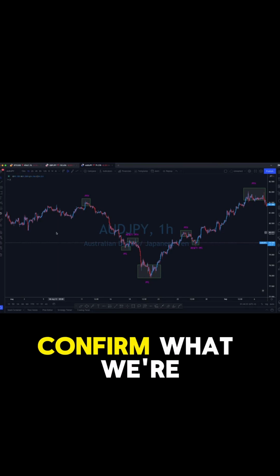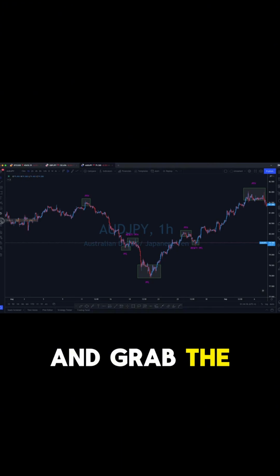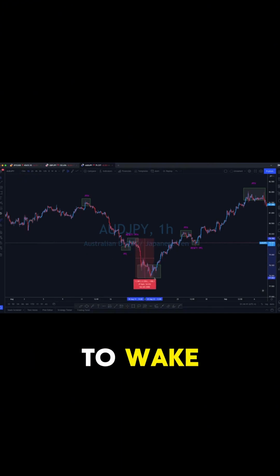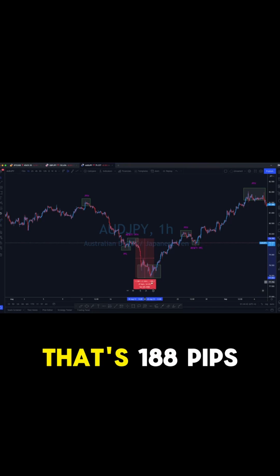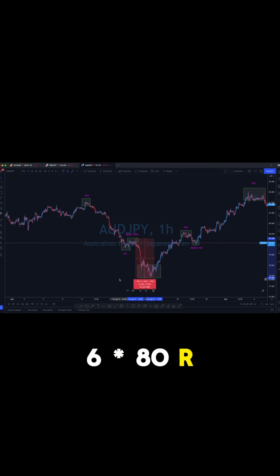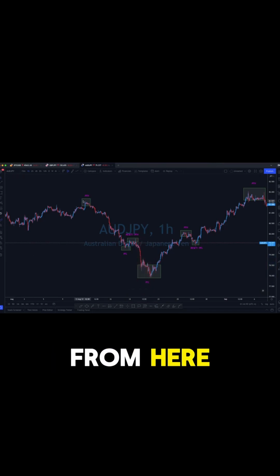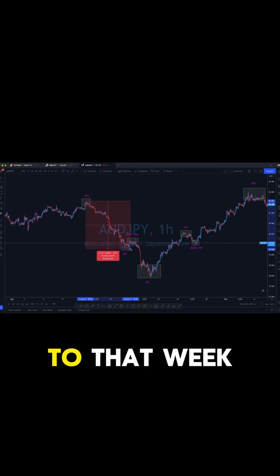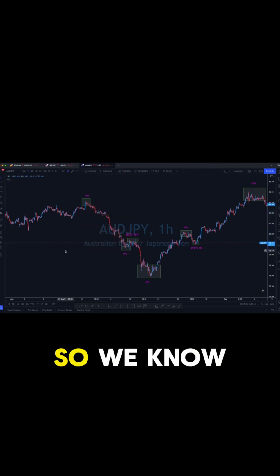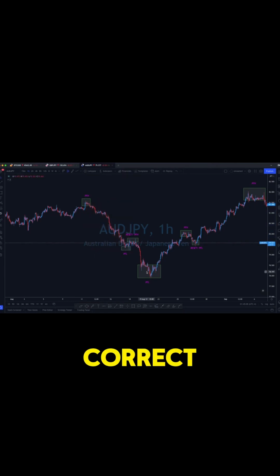So what do we do now is we go ahead and we measure it out just to confirm what we're thinking here. So we'll go ahead and grab the measuring tool, and we'll first measure from here, from the wick to wick. You'll see that that's 188 pips. That's basically 2.6 times ADR. Okay, and then from here, from this wick to that wick is 233, and so 233 comes out to be 3.3 times ADR. All right, so we know that this is basically correct.